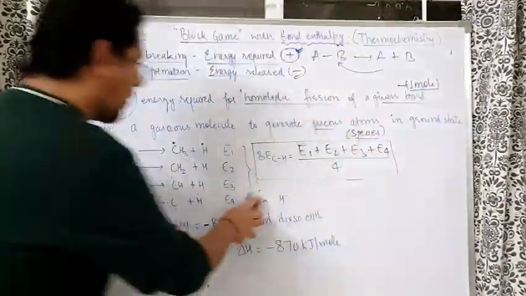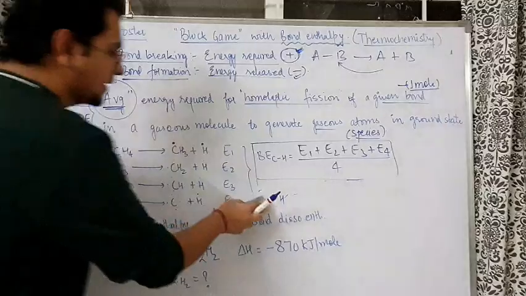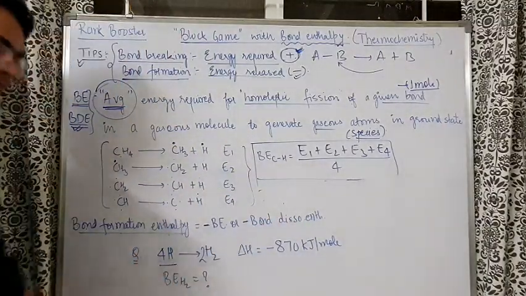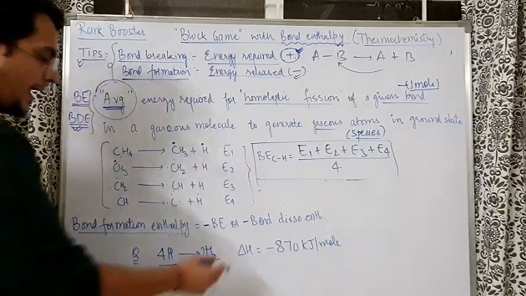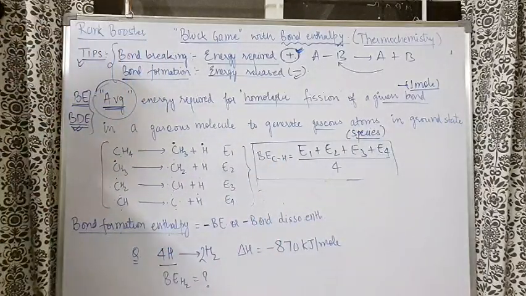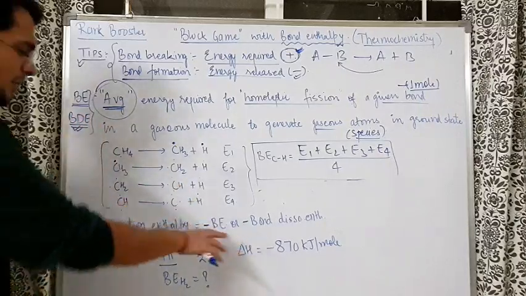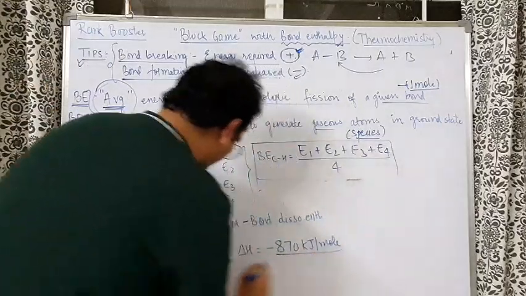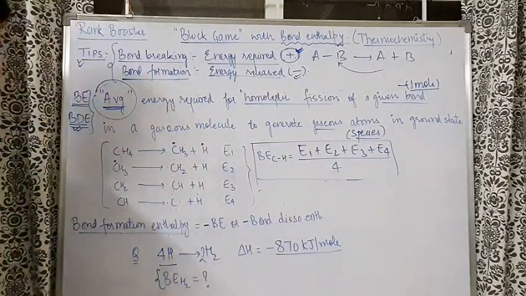Okay, next what? Let's do one previous year question. So look, 4 hydrogen atoms giving you 2 H2, and the enthalpy of the reaction is given. It is not formation enthalpy or dissociation enthalpy, it is simply the enthalpy of this reaction. So delta H is minus 870 kilojoule per mole. They are asking the bond enthalpy of H2.